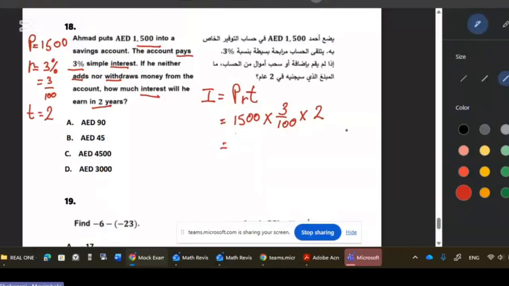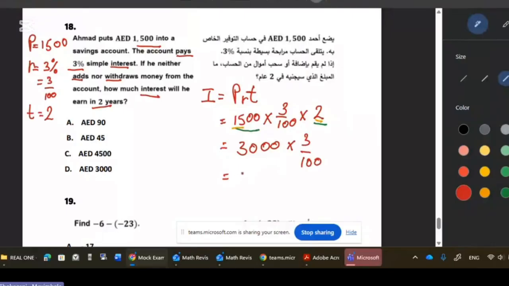Now, I like to work with the simple ones first. I'm going to multiply 1,500 and 2. What is 15 times 2? 30. So I'm just going to multiply the numbers first. So it is 30. And I'm going to bring down the zeros, right? Yes. And I'm still going to multiply everything by what? By 3 over 100.